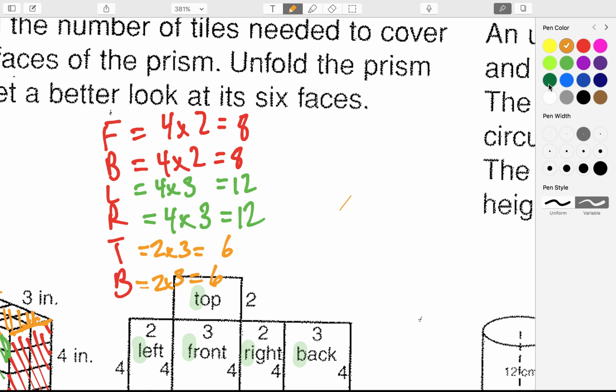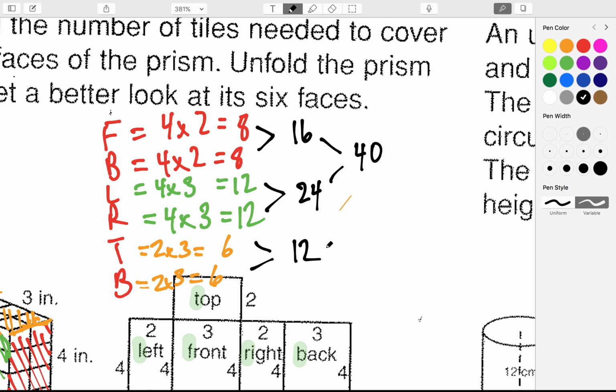So now what you need to do is take what is 8 plus 8, that's going to be 16. What is 12 plus 12, that's going to be 24. What is 6 plus 6, that's going to be 12. Now what is 16 plus 24, that's going to be 40. Then let's bring the 12 over. What is 40 plus 12? That is 52. Okay? So 52, and then we're going to say units squared.